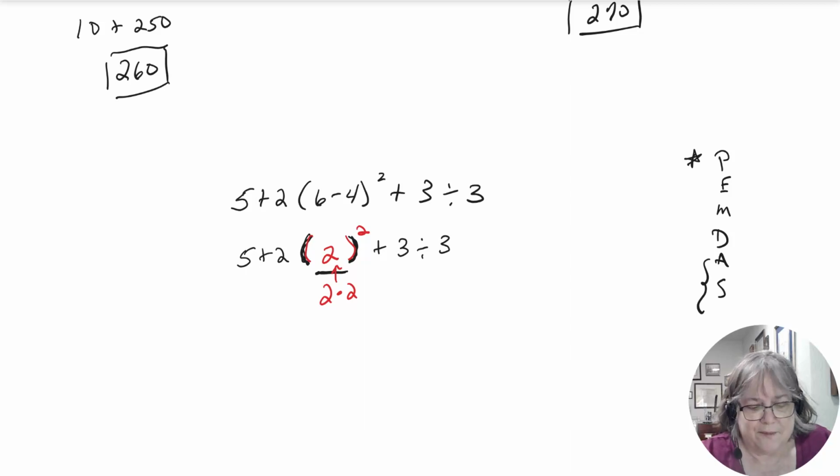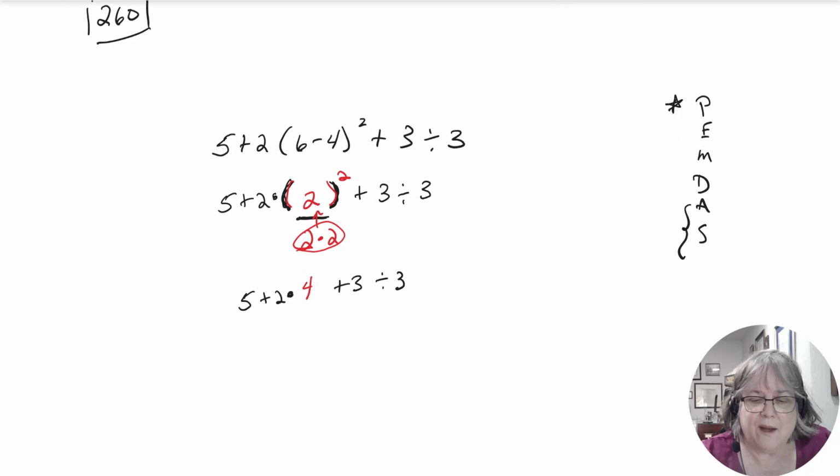That's this, not the outside 2. So I have 5 plus 2. There's an implied times right there. Times. And 2 times 2 is 4. So this 4 came from here. All right. Plus 3 divided by 3.